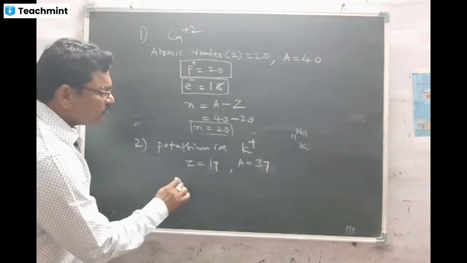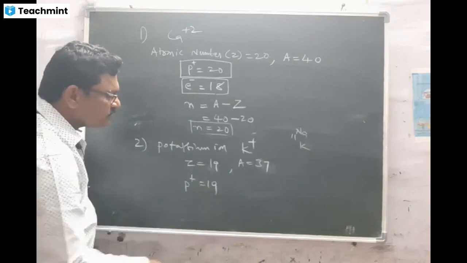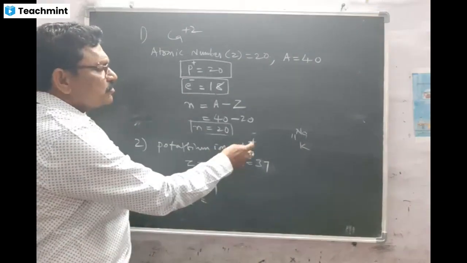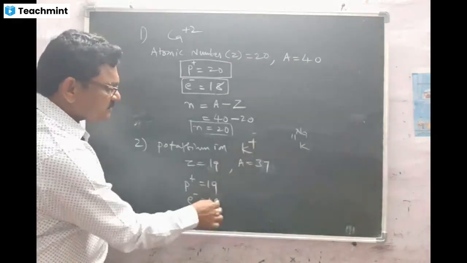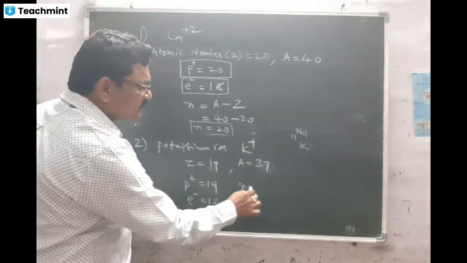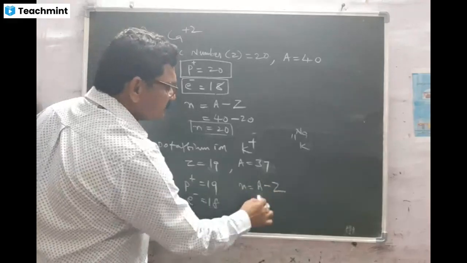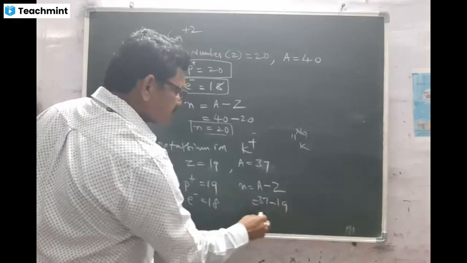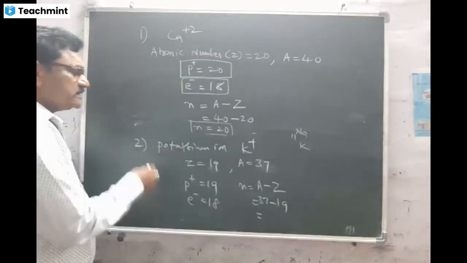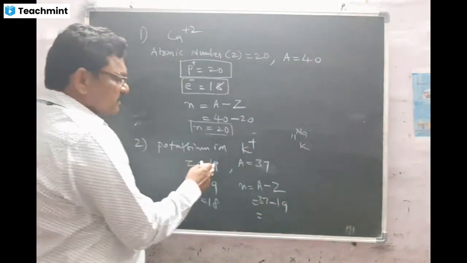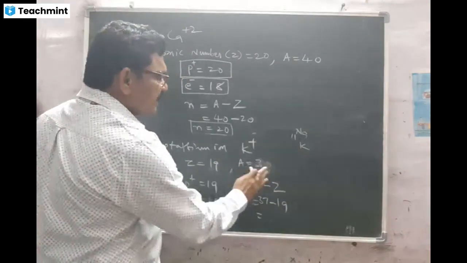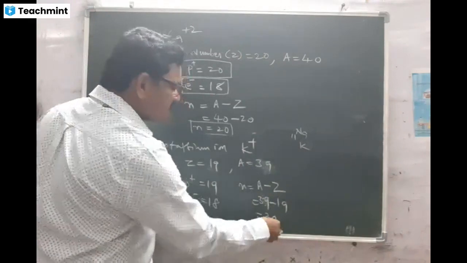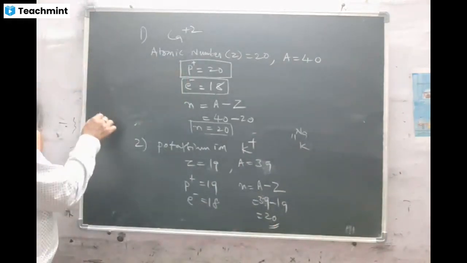Okay, then how many protons are there? 19. No doubt. How many electrons are there? This potassium can lose 1 electron. That's why electrons are 18. How many neutrons are there? The neutrons formula is A minus Z. That is equal to 37 minus 19. Sorry, this is 39. I think 39. 39 minus 19. That means how many neutrons are there? 20.